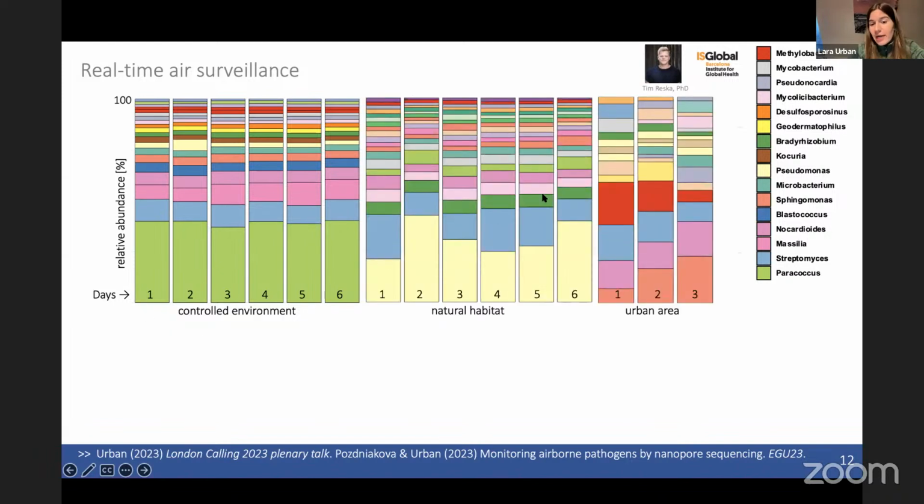Next we ventured out into an actual natural habitat, where we obviously expected potentially larger fluctuations in the air microbiome across days.